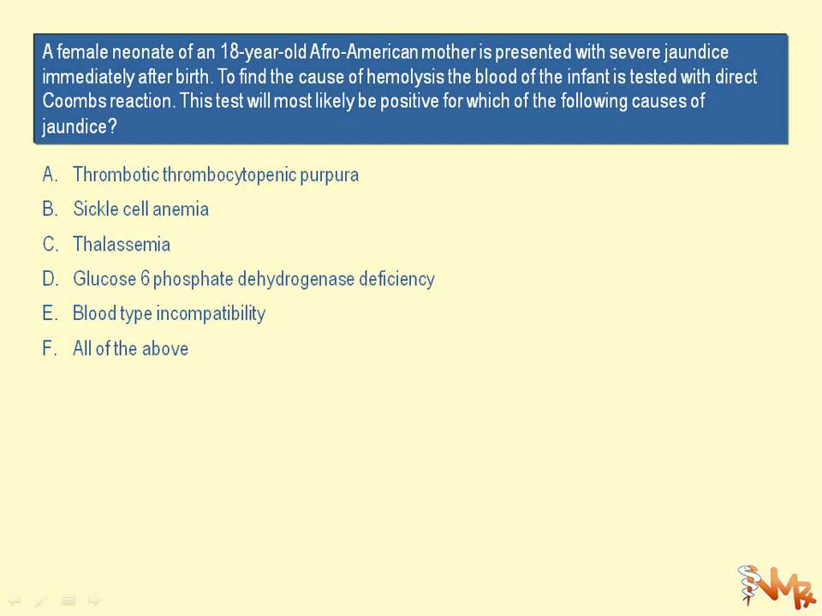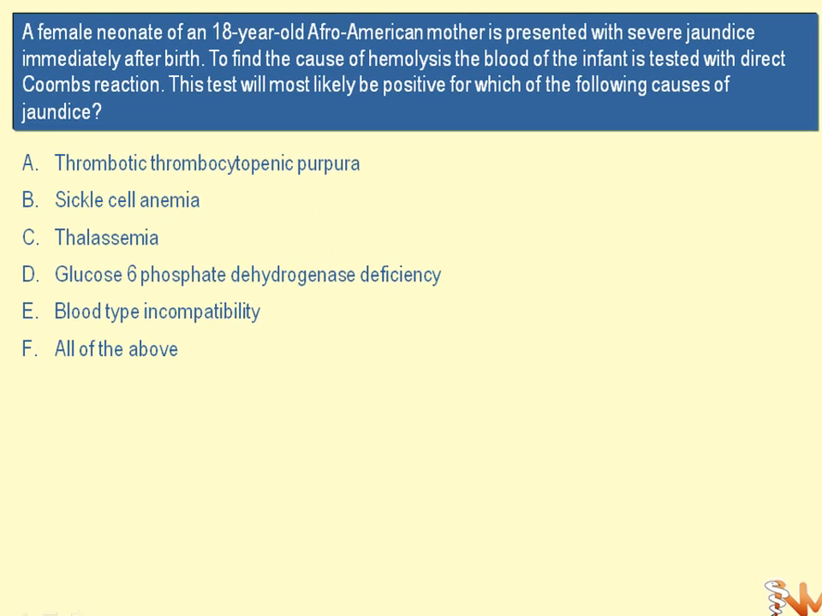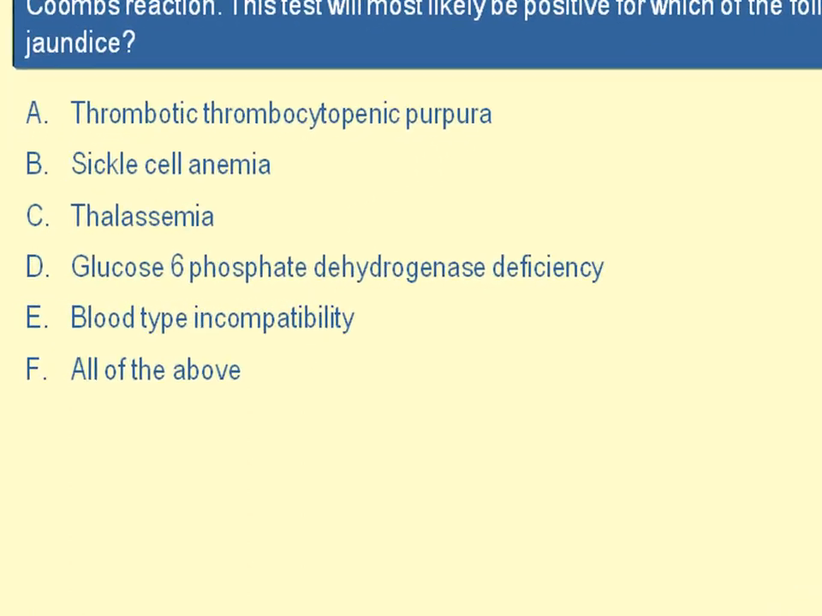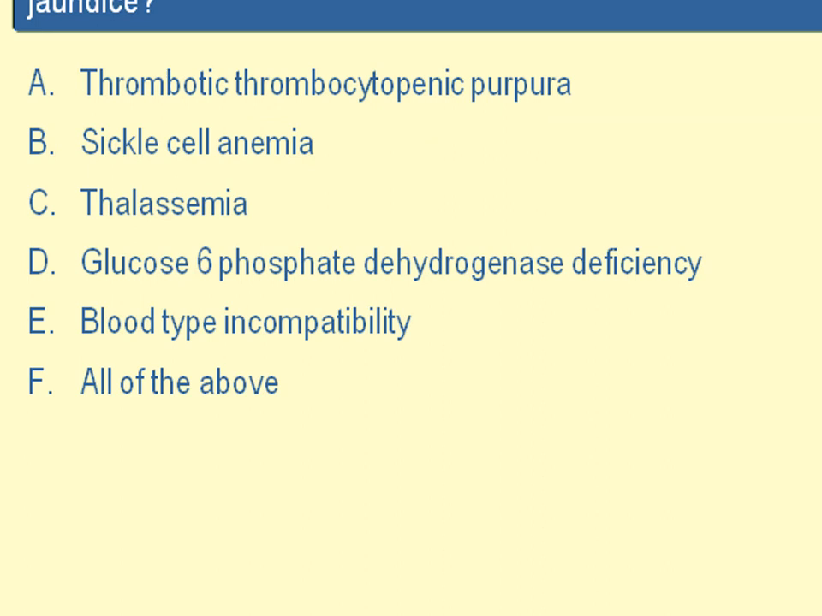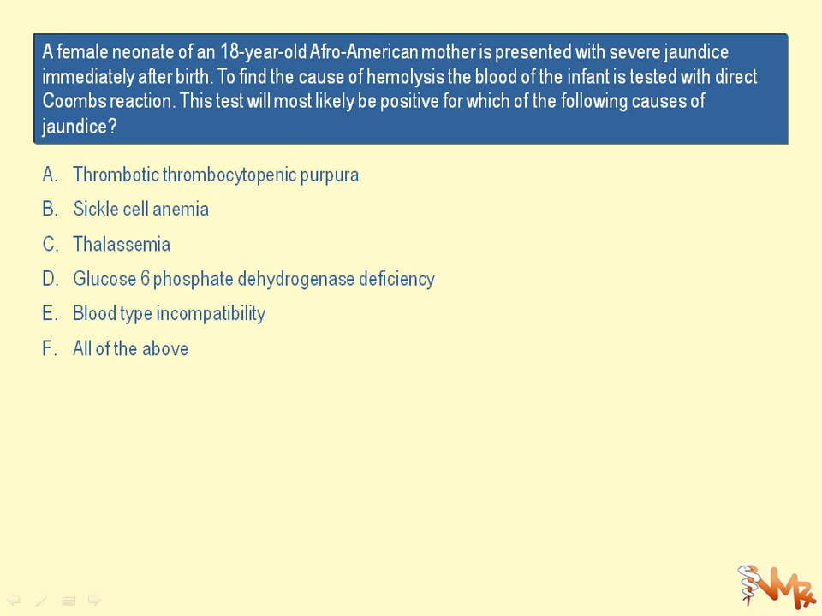Let's look at some of the applications of the Coombs test by this case scenario. A female neonate of an 18-year-old Afro-American mother presents with severe jaundice immediately after birth. To find the cause of hemolysis, the blood of the infant is tested with direct Coombs reaction. The test will most likely be positive for which of the following causes of jaundice: thrombotic thrombocytopenic purpura, sickle cell disease, thalassemia, glucose 6-phosphate dehydrogenase deficiency, blood type incompatibility, or all of the above?